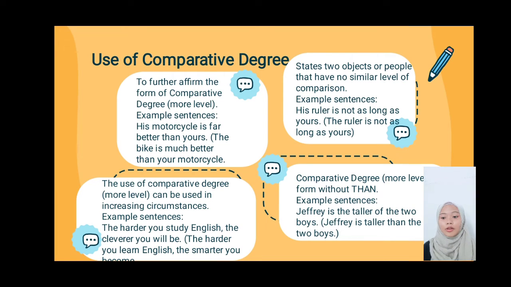And the fourth, the comparative degree, or more level, is formed without than. Example sentence: Jeffrey is the taller of the 2 boys. Jeffrey is taller than the 2 boys.